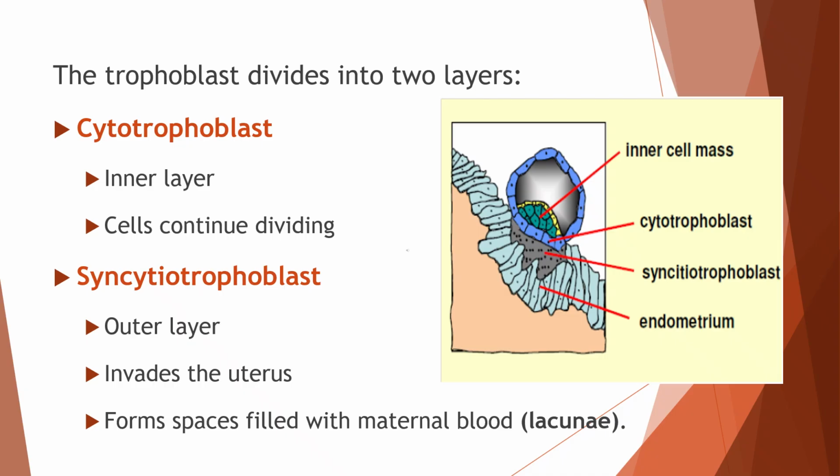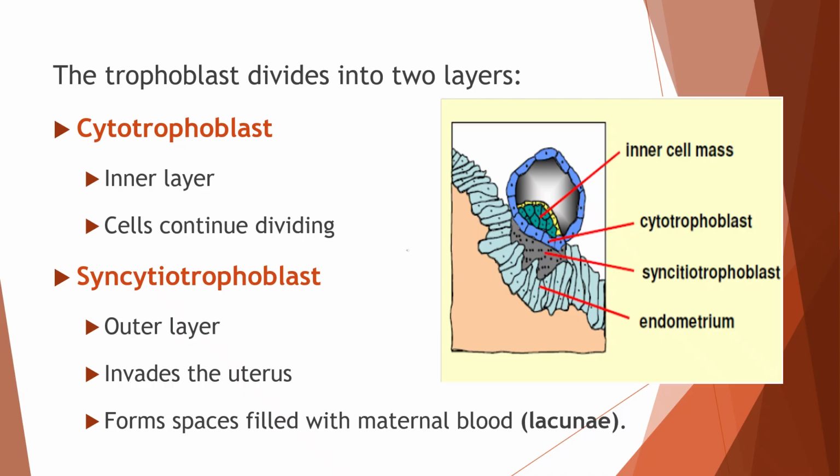After implantation, the trophoblast divides into two layers. The first layer is called the cytotrophoblast. It is the inner layer. Its cells continue to divide and produce new cells. These cells help in the growth and development of the placenta.